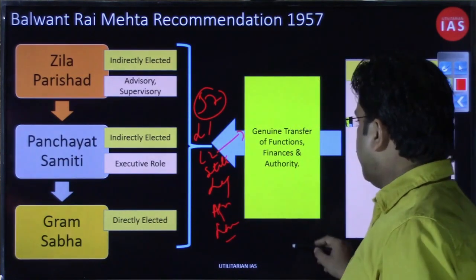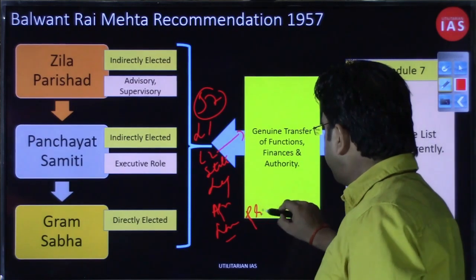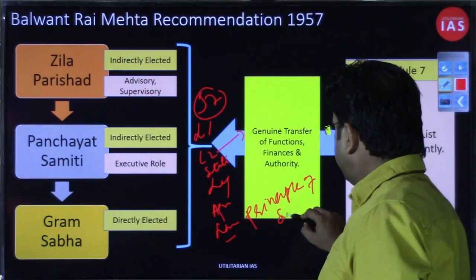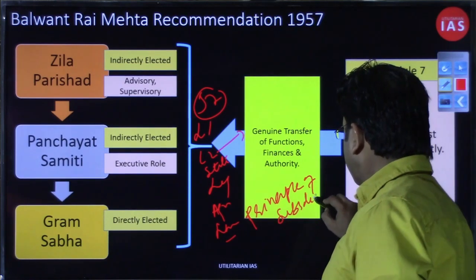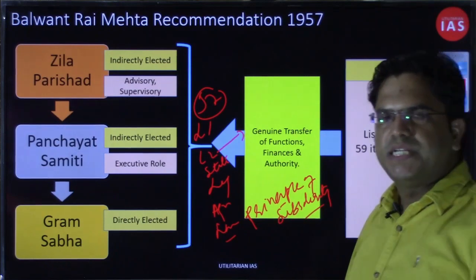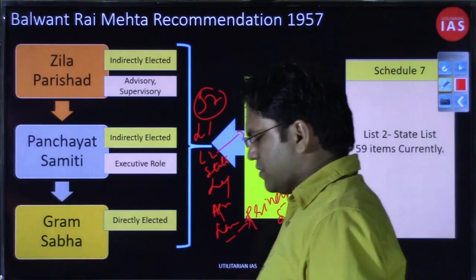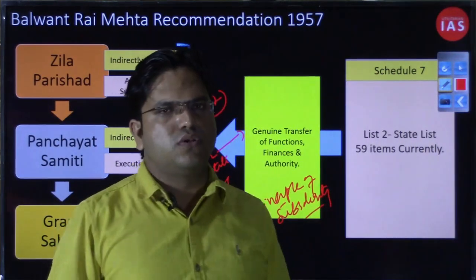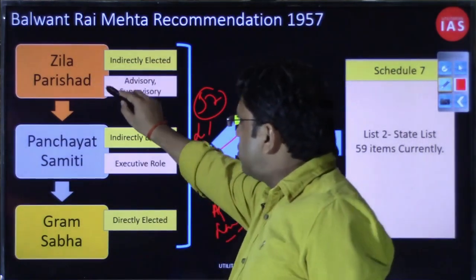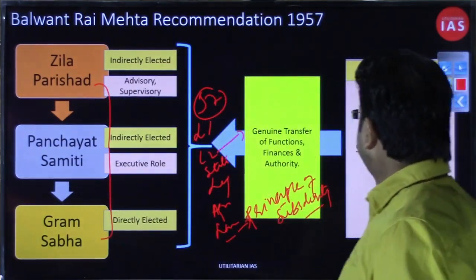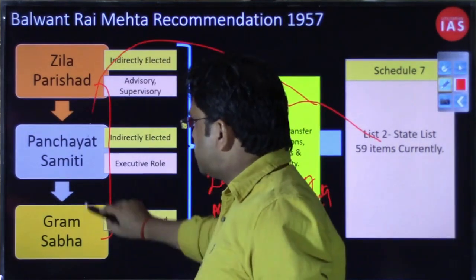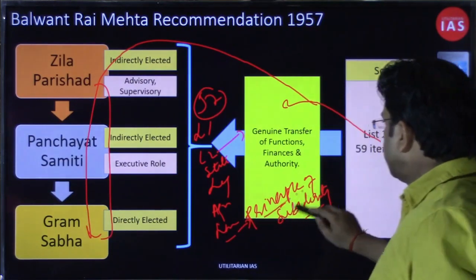Here the principle of subsidiarity should be followed. What is the meaning of the principle of subsidiarity? The meaning is that all those functions which can be best performed by these organizations or these tiers should be transferred from list 2, that is the state list, to these institutions. So that is the meaning of the principle of subsidiarity.